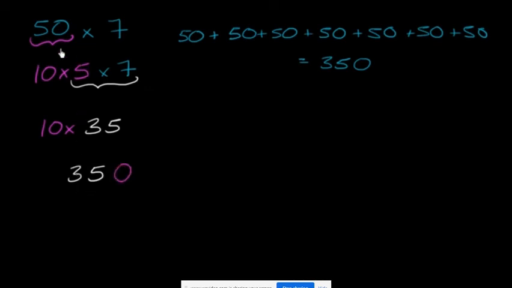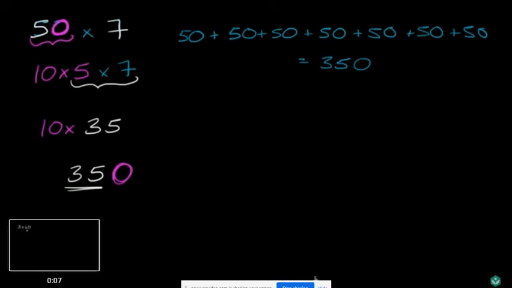Now, you might realize, hey, look, I could have just looked at this 5 right over here, multiplied the 5 times the 7, and have gotten the 35, and then not forgetting that it's actually not a 5, it's a 50. So I have to multiply by 10 again, or I have to throw that 0 at the end of it to get that 0 right over here. So 50 times 7 is 350.